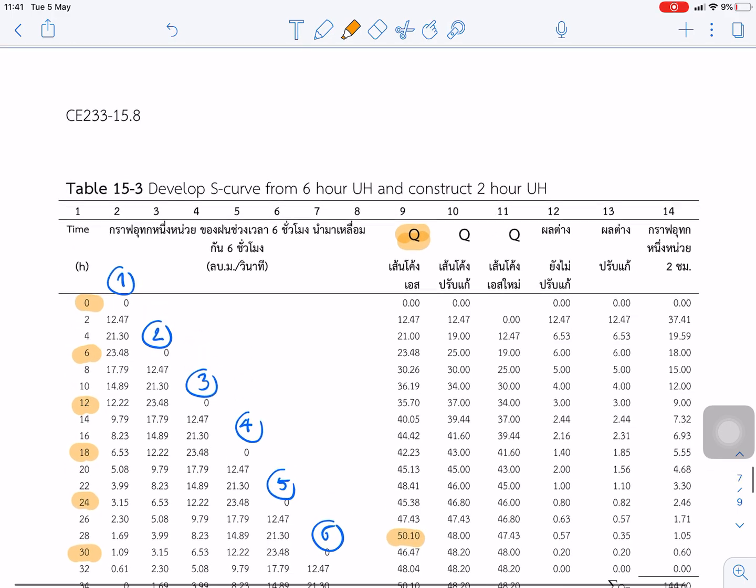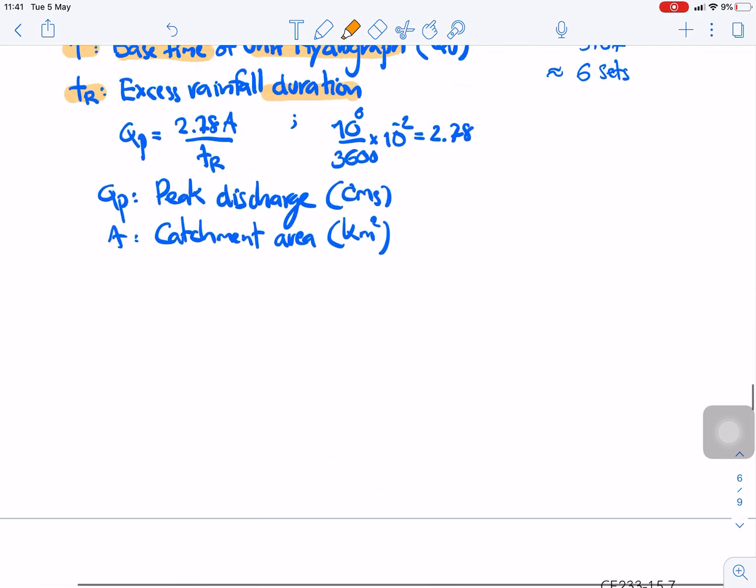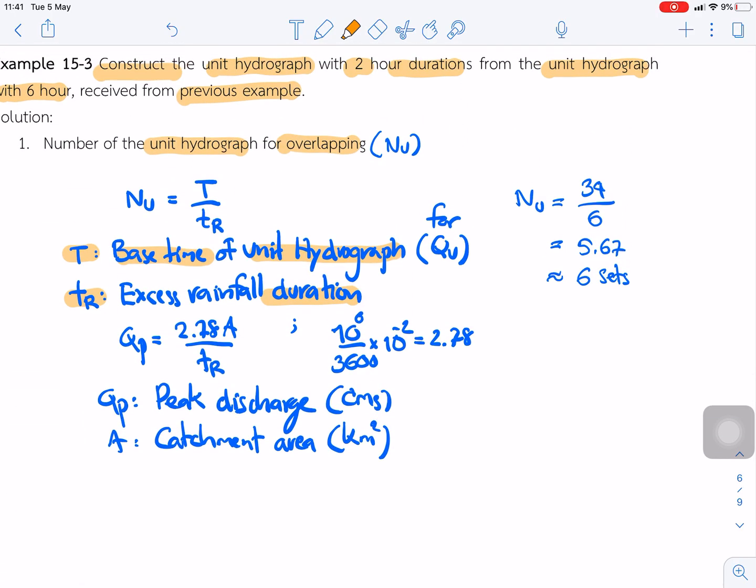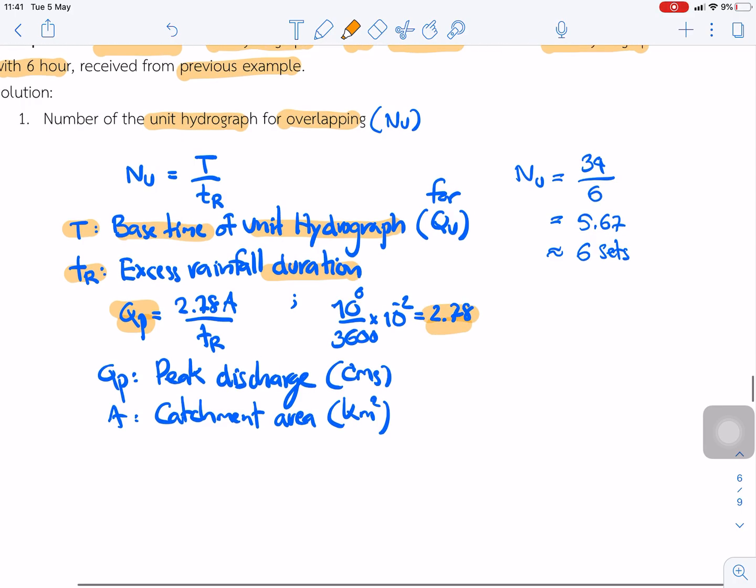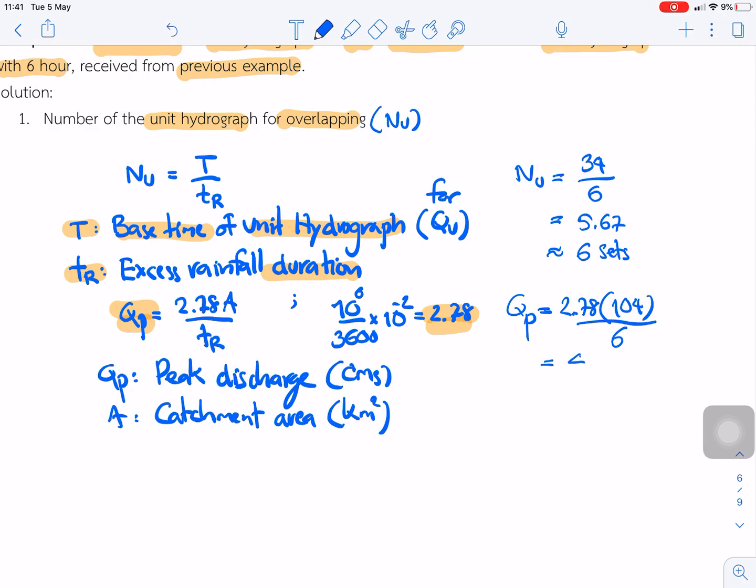Next step, we find the maximum. What is the maximum Q peak for the S curve? Based on this equation, Q peak is equal to 2.78 times area divided by TR. With area 104 and TR 6, Q peak is 2.78 times 104 divided by 6, so we get about 48.2 meters per second. You can use this for the Q peak.